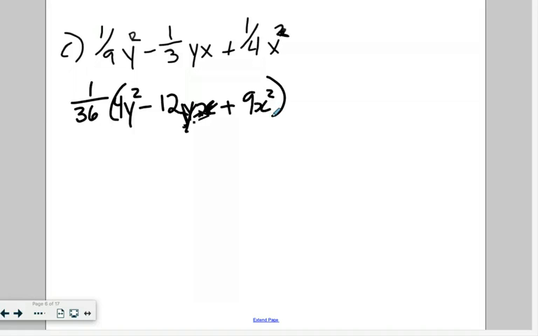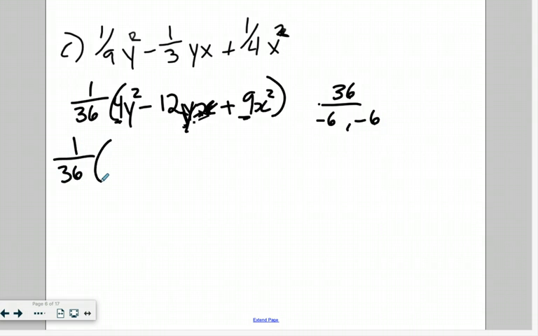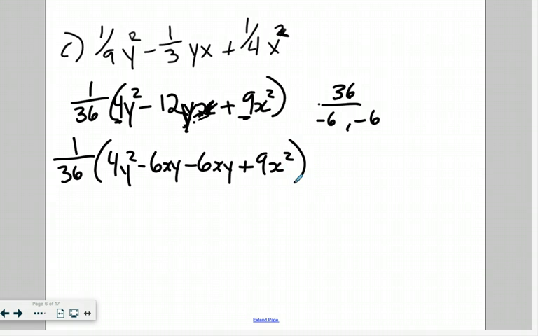And then what you can see is that you can factor this by decomposition still, just by looking at your leading values, right? So that 4 multiplied by that 9, you get 36. What are two numbers that multiply to give you positive 36 and add to give you negative 12? They are negative 6 and negative 6. So you just leave that 1/36 out front. You get 4y squared minus 6xy minus another 6xy plus 9x squared.